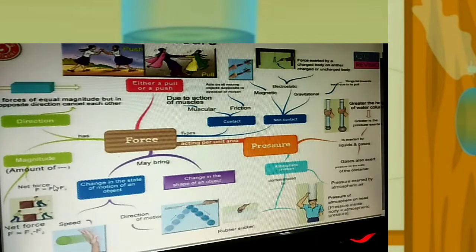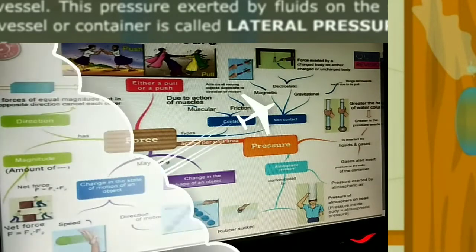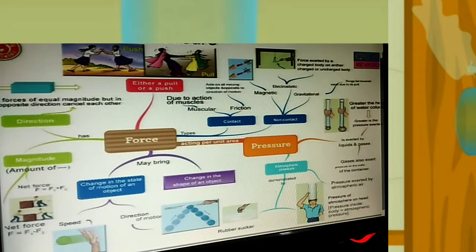So the resultant force will make the object move. Whereas in the second case, F1 and F2 forces are acting on this box but in opposite directions. So the net force or resultant force is the difference between these two, F1 minus F2. If this net force is equal to 0, then it is called a balanced force, and if it is not equal, then it is called an unbalanced force.